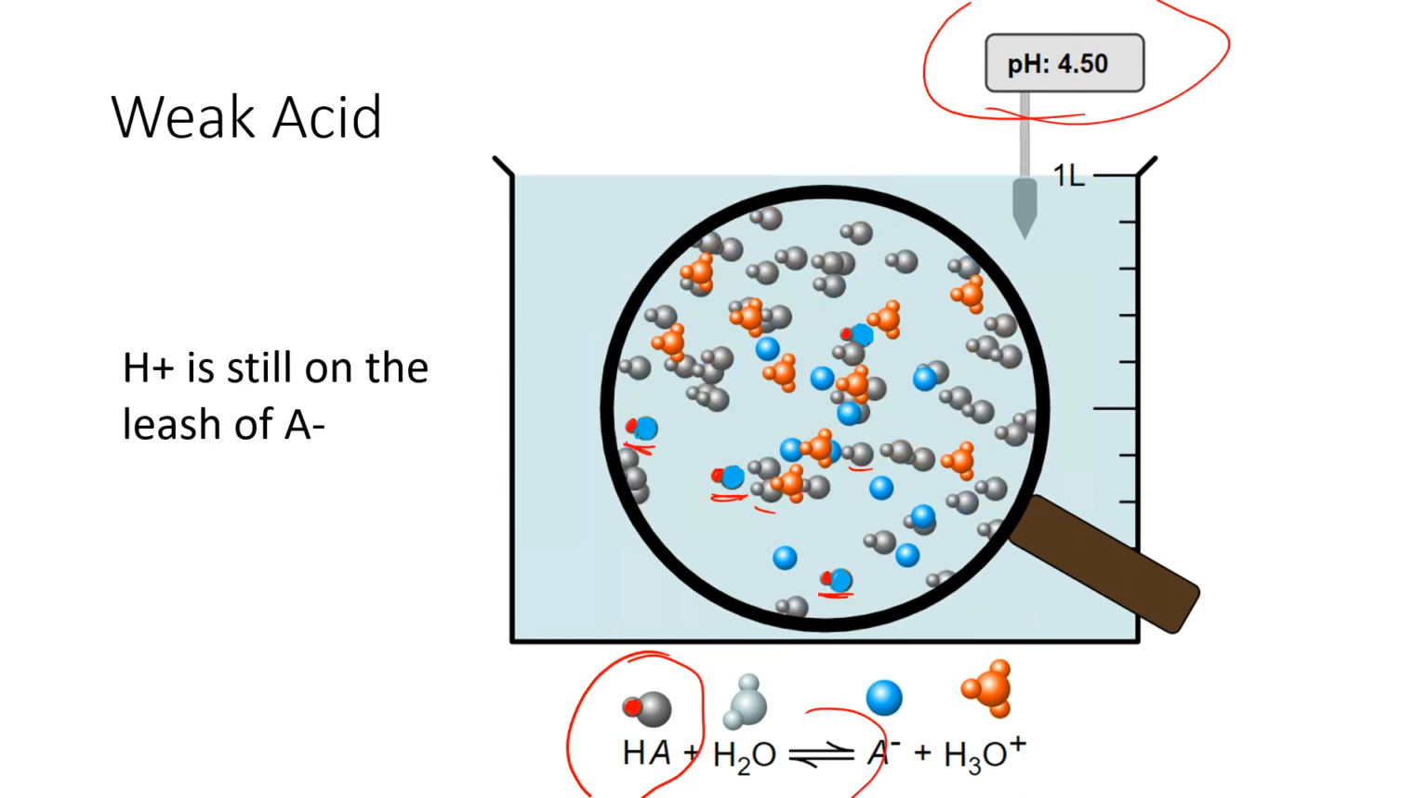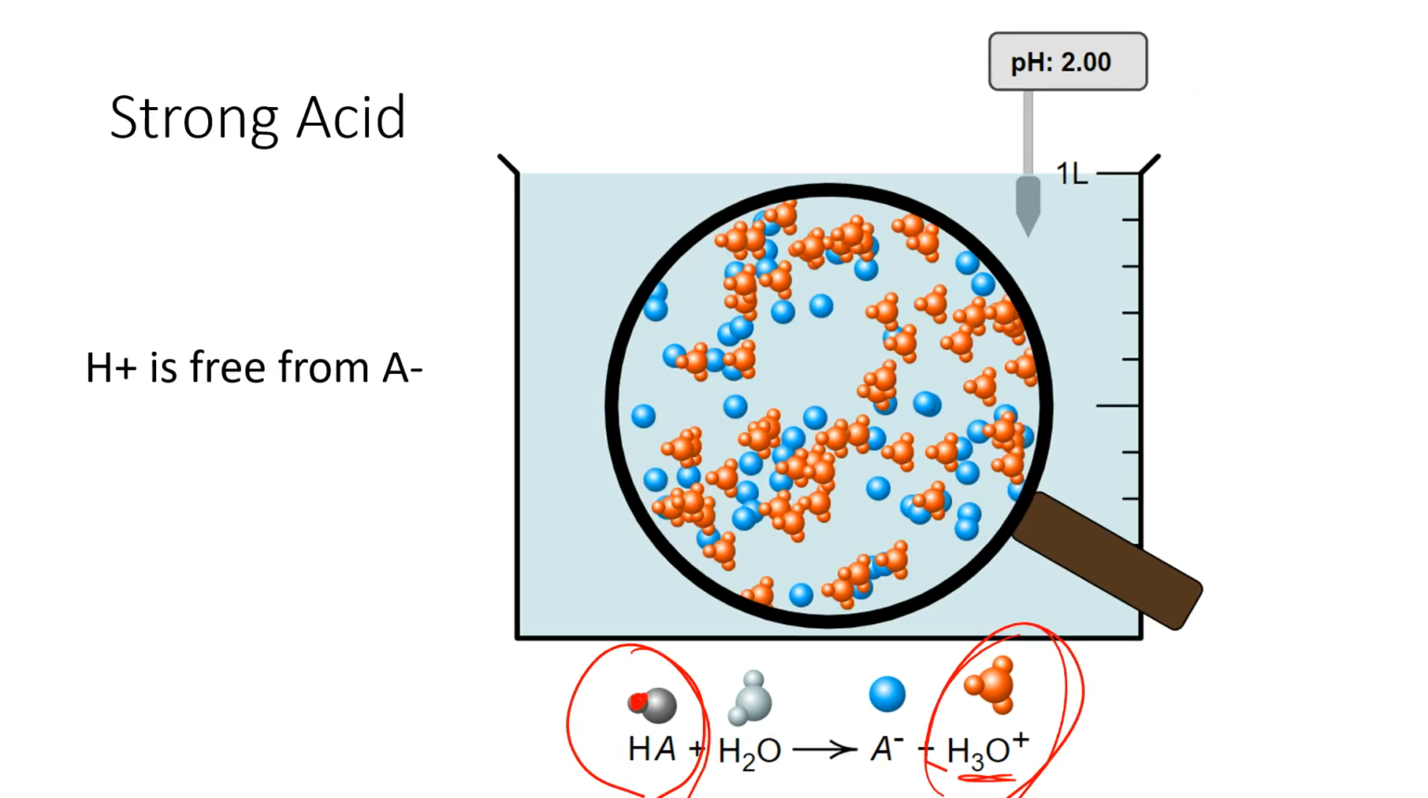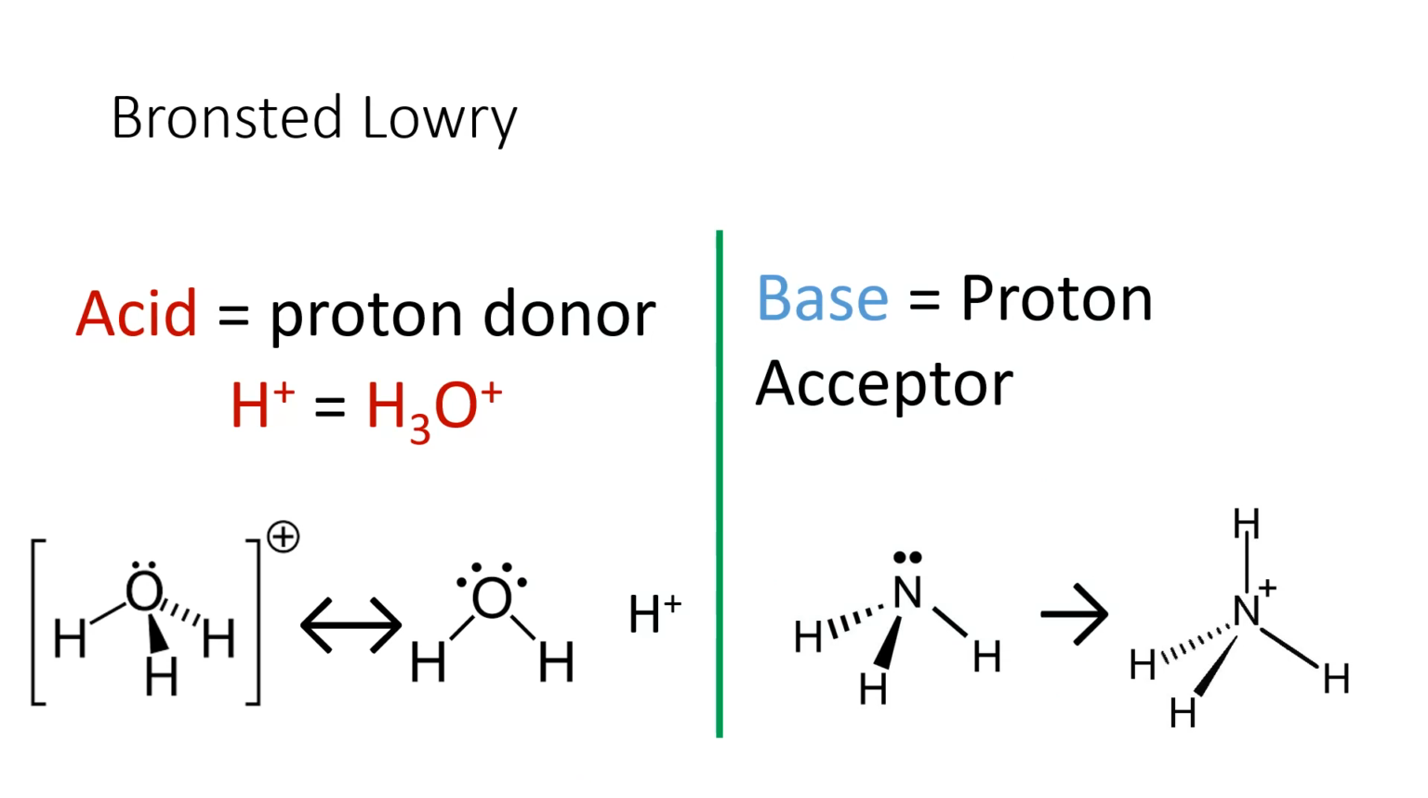The equilibrium is favoring neither side. Basically, it's more like a 50-50 mixture, whereas here there's one-way equilibrium. It's all going to the H plus. There is none of that HA. There is no dog on the leash. The H plus is out there doing damage.